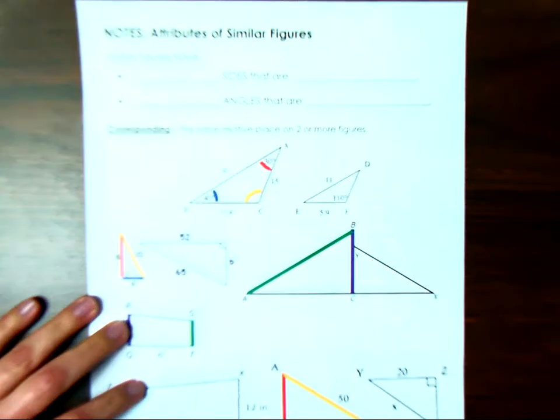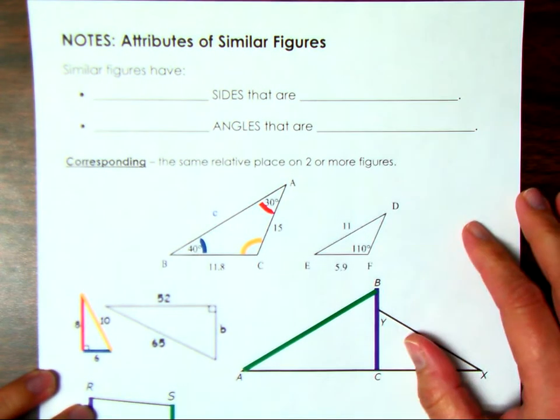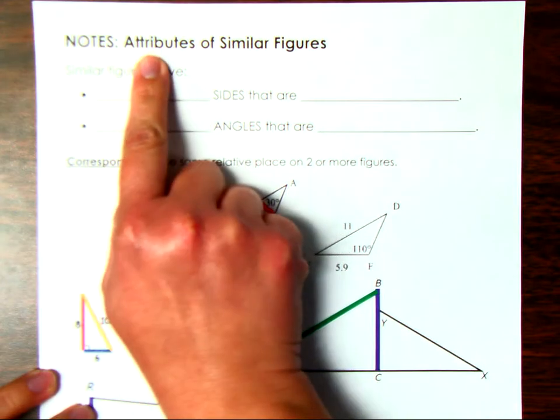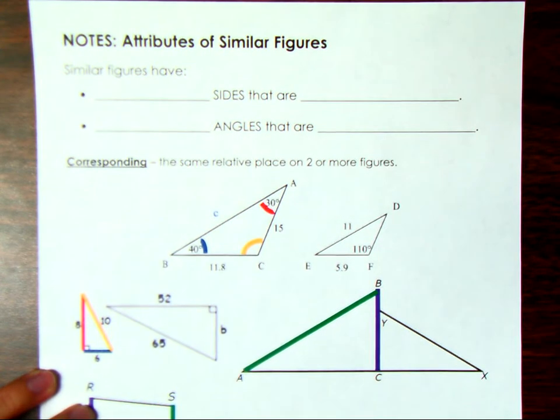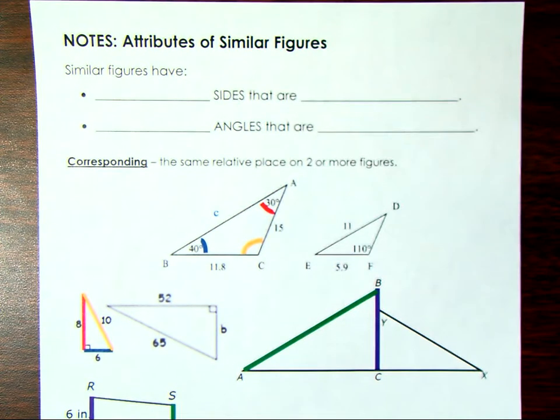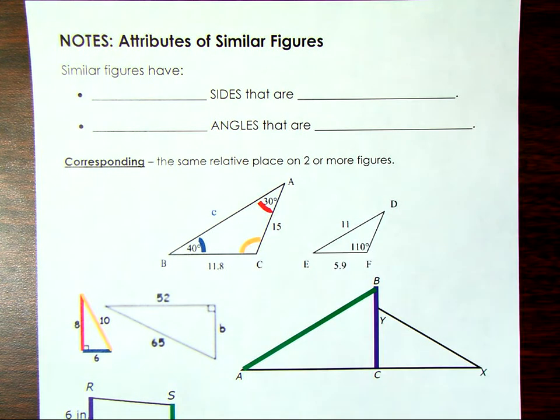All right, today we're going to look at what we are going to call similar figures, and we're going to look at some attributes of those similar figures. So attributes are kind of like characteristics, or what qualifies them to be similar figures. There are two main things that we need to know about similar figures.